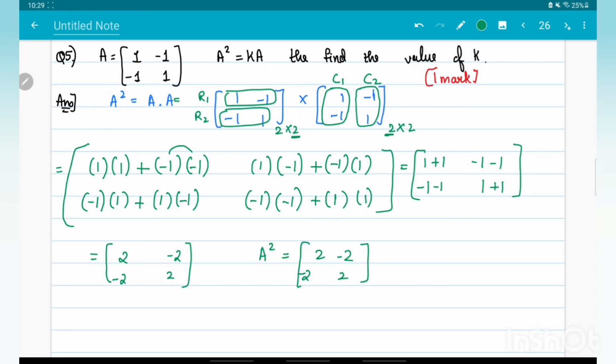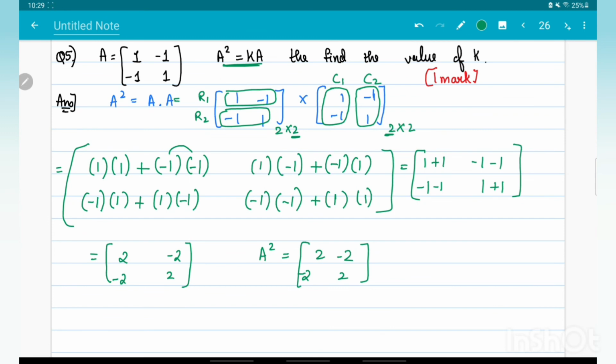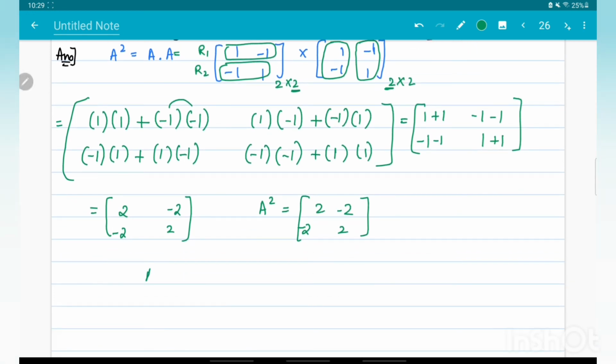Okay, so this is my A square, and in the question they have given that A square is equal to some constant into matrix A. So I have to get this A square in such a form that it will be equal to some constant, that is some number, into matrix A. Now if you see here, I can take 2 common from this A square. Just like how you solve an equation, you take something common, similarly you can take common in matrices also.